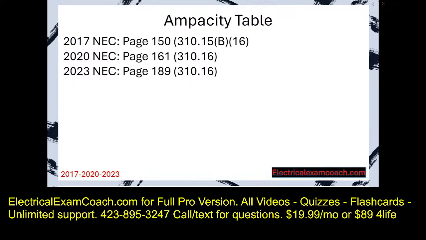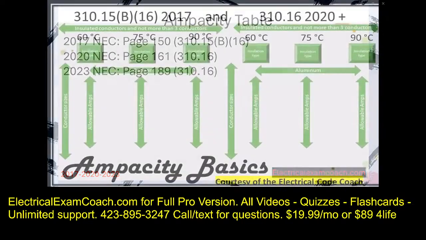If you're in the 2017, it's table 310.15(B)(16). And in the 2020 and later, it's table 310.16. Same information, new name. If you're in a softbound NEC, these should be your page numbers, depending on what print of the NEC you have, whether you got the first round or second round print, but this will get you close enough. The most important thing is read the title of the table and make sure that it matches the actual table number. Let's get to it.